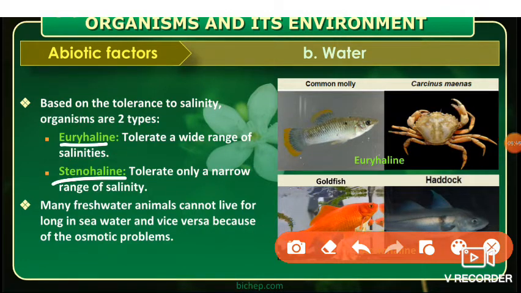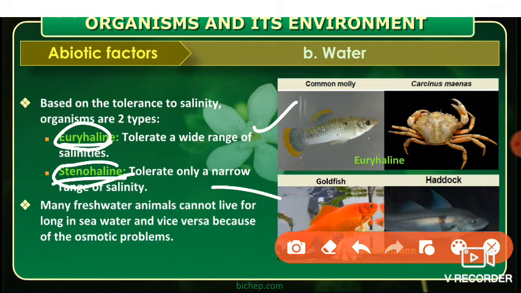Euryhaline means those that tolerate a wide range of salinity. It is important, please remember. If they tolerate a wide range of salinity, then we call them euryhaline organisms. If they tolerate only a narrow range of salinity, we call them stenohaline. Please remember, important. These are the points regarding water.